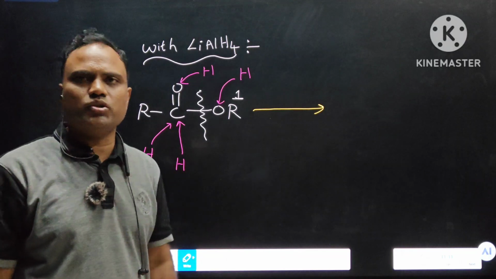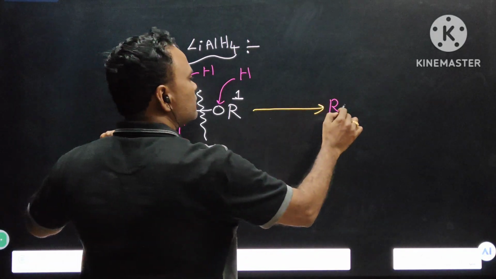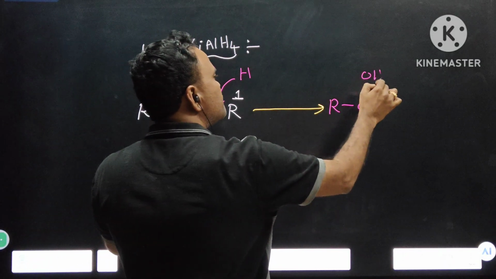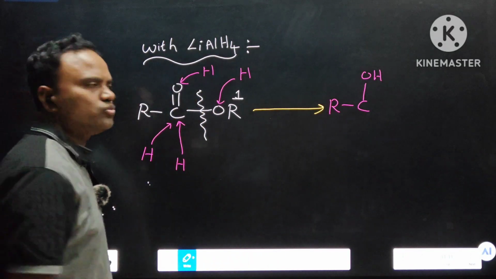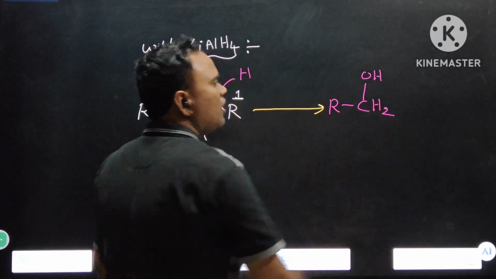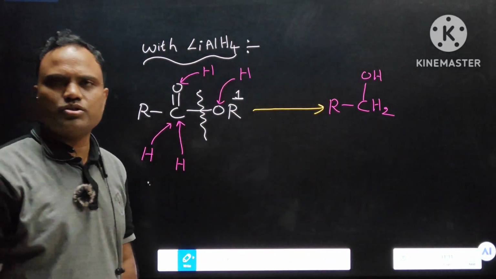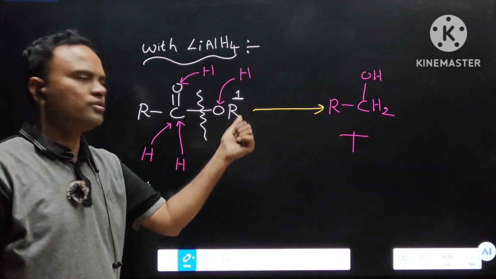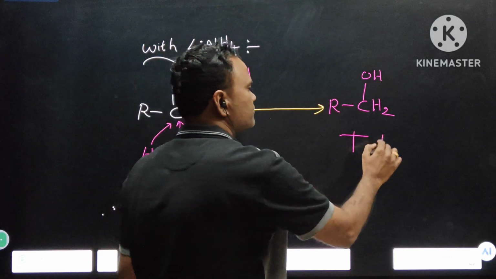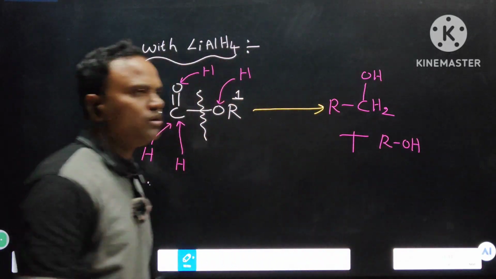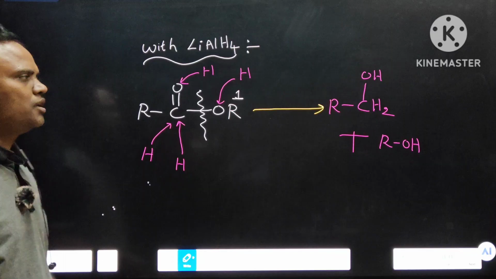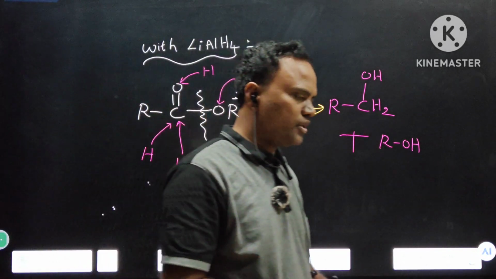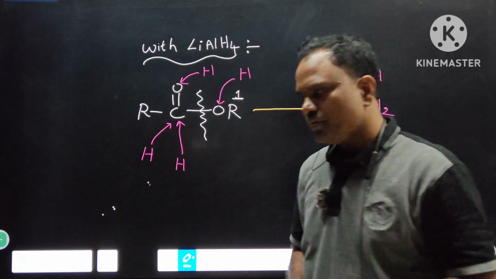We'll take some examples, then you will see. R, C, O, H. Here how many hydrogens are we adding? 2. RCH2OH plus ROH. 2 different alcohols will be produced. 2 types of alcohols are produced. You are preparing alcohols. From esters you will get 2 different types of alcohols. Very important.